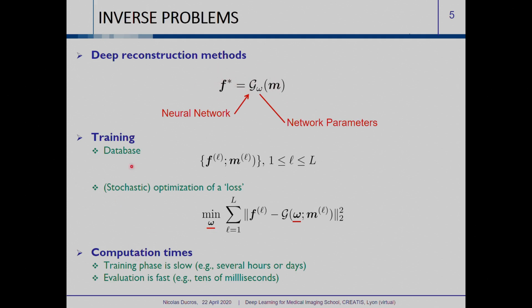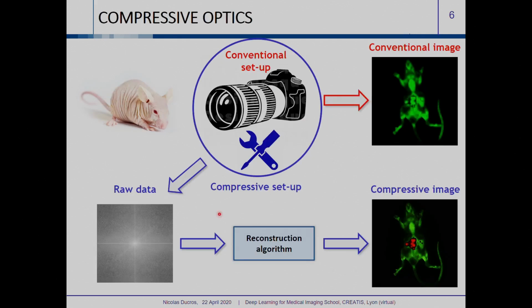That's it. This training phase is typically slow, so it takes several hours or days, but its evaluation is fast. It usually takes tens of milliseconds. And this is why deep reconstruction methods are also powerful: it's because they allow for real-time reconstruction. I'm gonna now briefly talk about compressive optics.